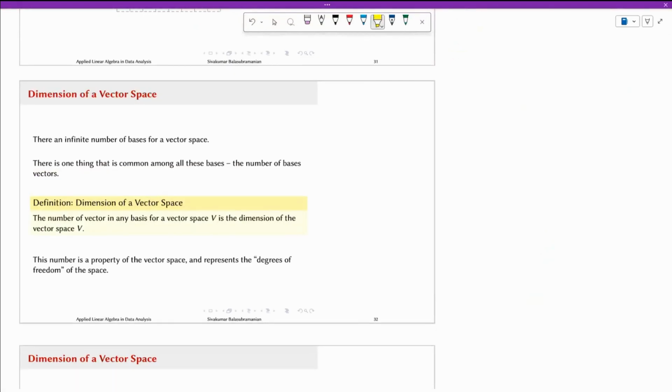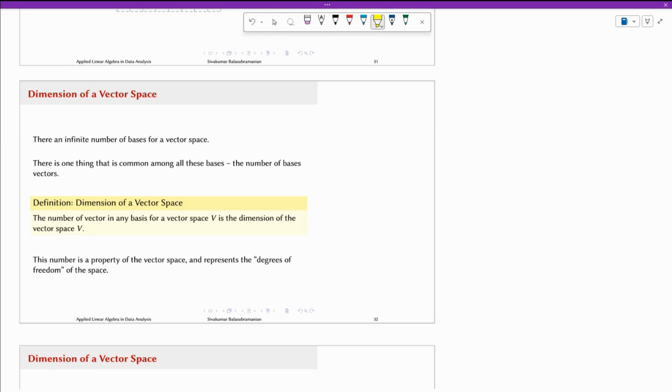Now, we saw that if you have a vector space, there are infinite number of bases for that vector space. Okay? But it turns out all of them will have one common property. Well, a few common properties, all of them are bases. That's something that's common between them. In addition to that, there is another property that is common among them, which is essentially the number of elements they have.